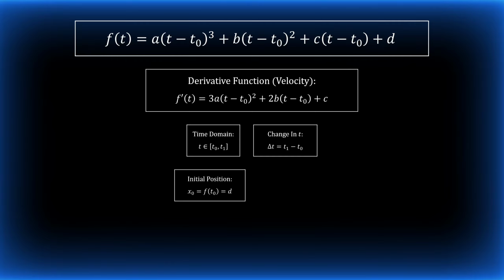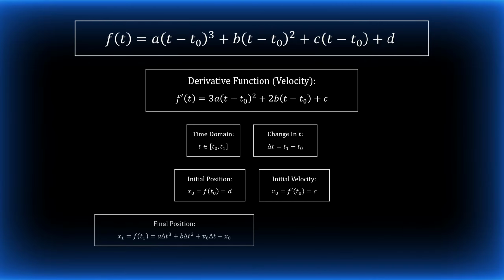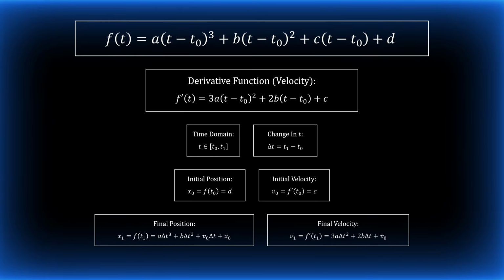All right, here we go. The initial position is f of t0. That's D. Like, straight up, that's it. D is the initial position, C is the initial velocity. Already, this is way better than using the sinusoidal curve. Now, here's the final position and final velocity in terms of A and B. So this is 2 equations with 2 variables. We're going to solve this.